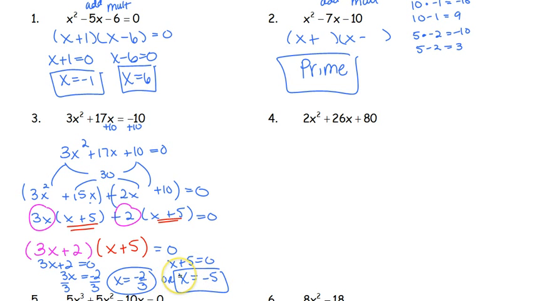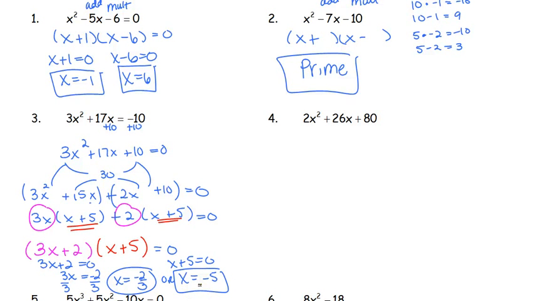So we have either a negative 2/3 or a negative 5. Both of those numbers will give me a value of 0 when I plug it in. So I've got two different values of x that are going to satisfy my equation.